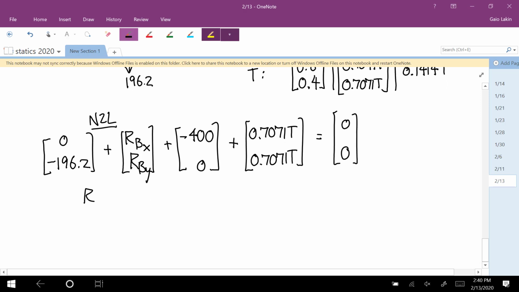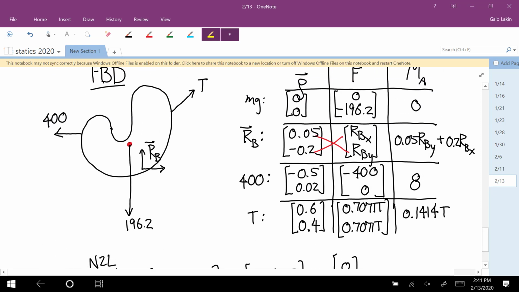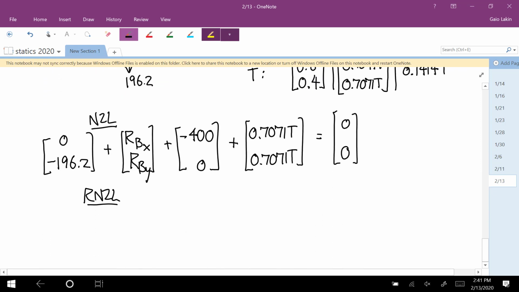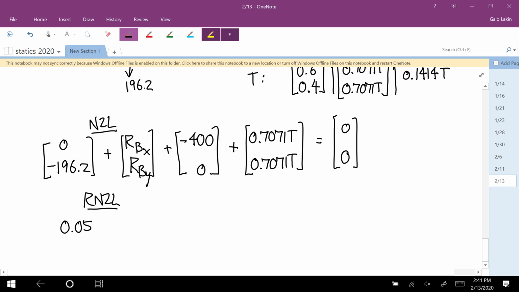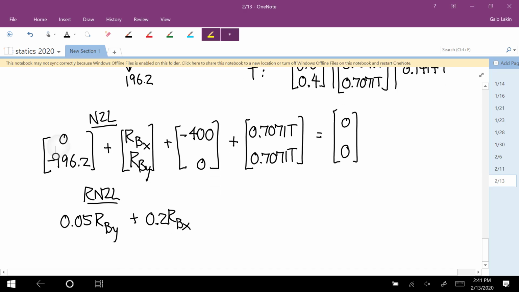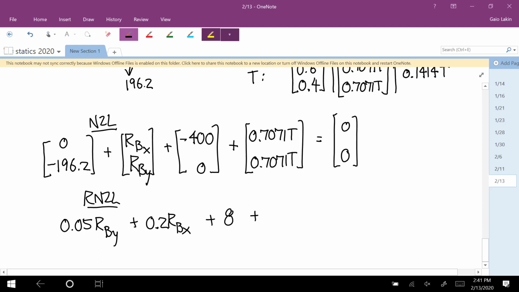But let's write out the moment equation. So we have 0.05 times RBY plus 0.2 times RBX plus 8 plus 0.1414 T is equal to 0.